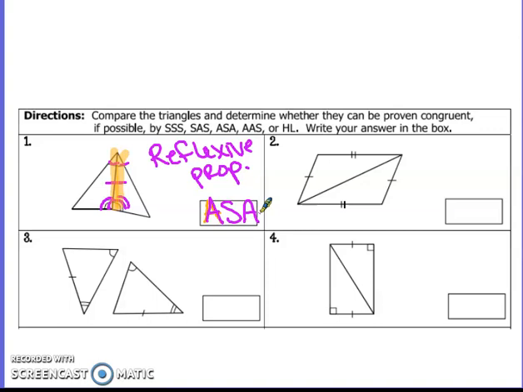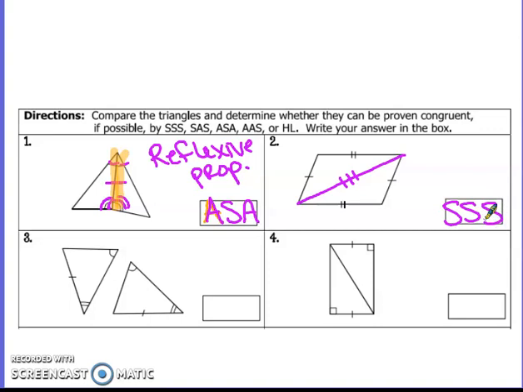Number 2, again, those two triangles share that middle line. That's our reflexive property. Well, if they share the same line, they have to be congruent to each other. Well, now if you notice, I have all my sides marked. So now I have side, side, side.